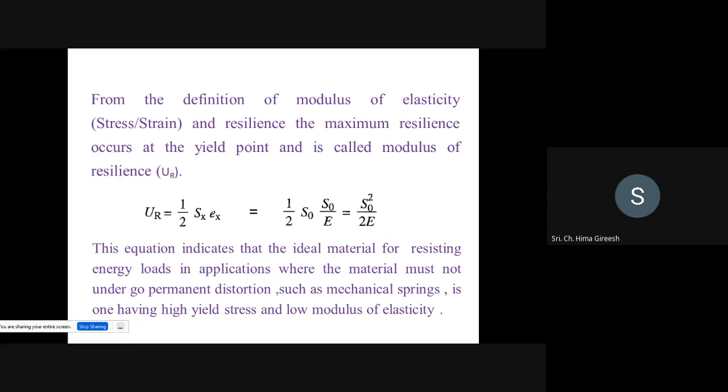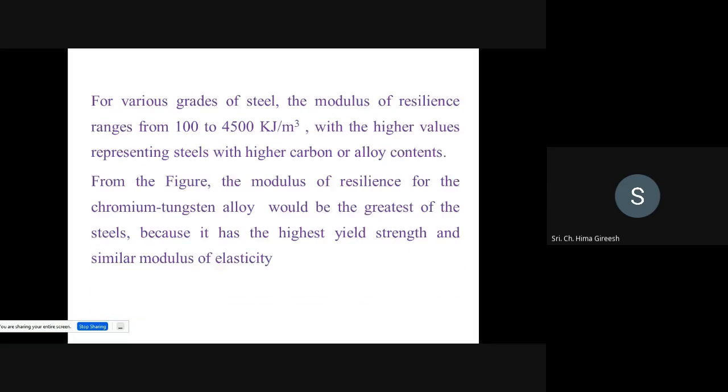Here we discuss some graphs. From the graphs we can identify one point. For various grades of steel, the modulus of resilience ranges from 100 to 4500 kilojoule per meter cube. Here, the unit for the modulus of resilience is kilojoule per meter cube, with higher values representing steels with higher carbon or alloy contents. With higher carbon values, steel has a higher modulus of resilience. Sometimes steel with some alloy contents also has a higher modulus of resilience.